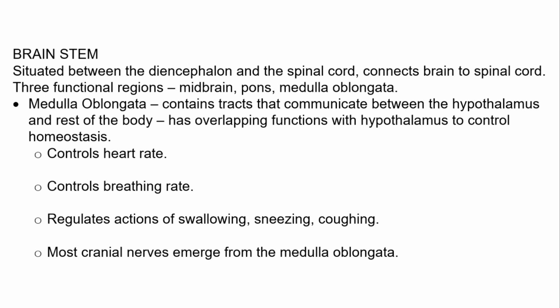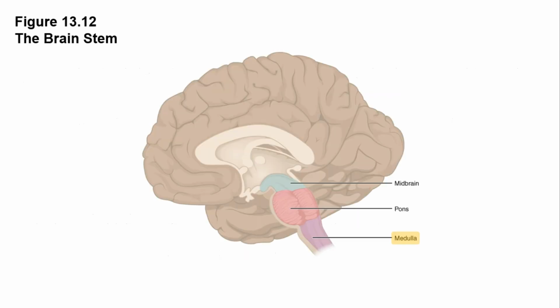Major functions of the medulla include control of heart rate and breathing rate. It also regulates the actions of swallowing, sneezing, and coughing, and carries out additional functions related to homeostasis through the cranial nerves, as many of the cranial nerves emerge from the medulla. Returning to figure 13.12, we find that the medulla is located at the base of the brainstem.